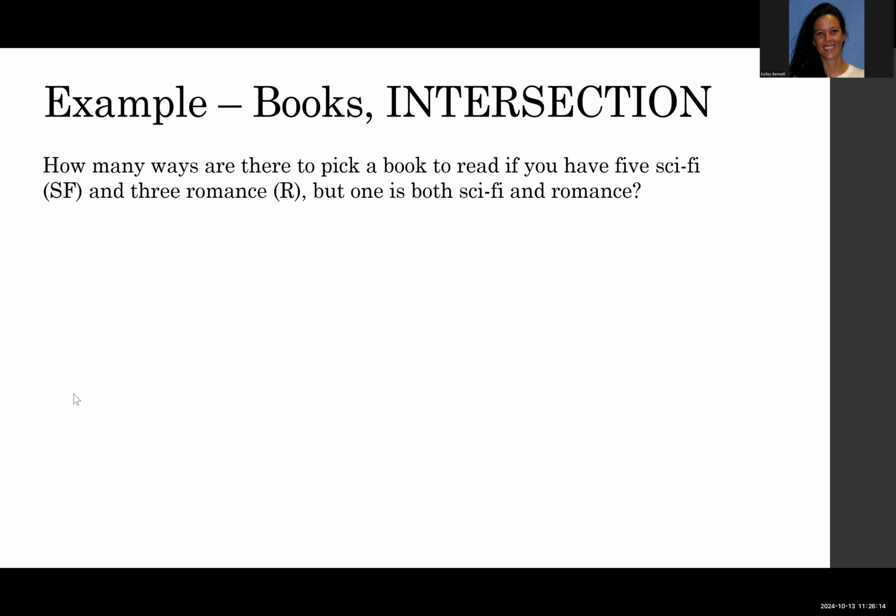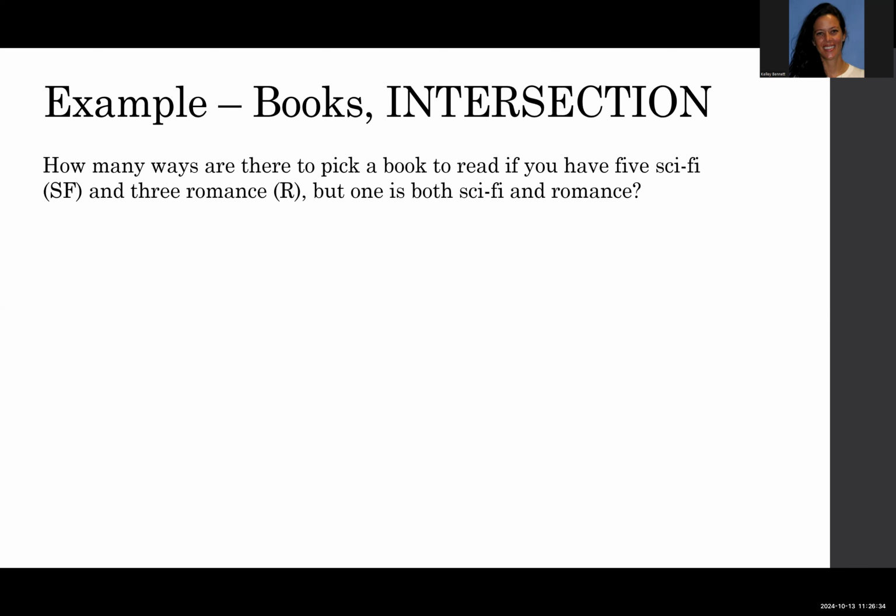Here's an example of picking books to read using given information about the intersection. So how many ways are there to pick a book to read if you have 5 science fiction and 3 romance, but one is both sci-fi and romance?